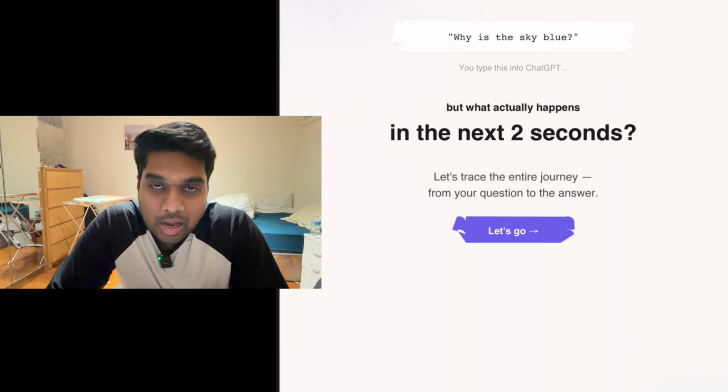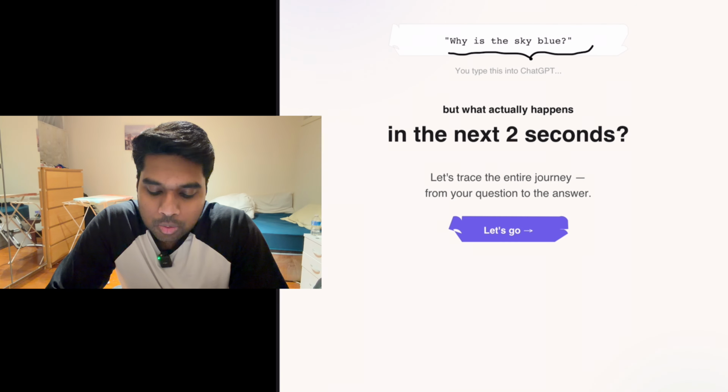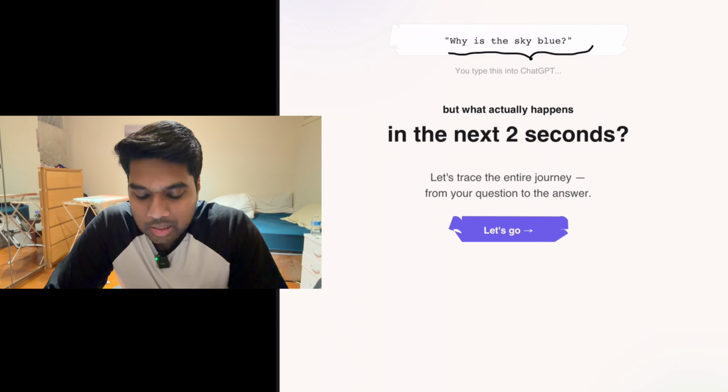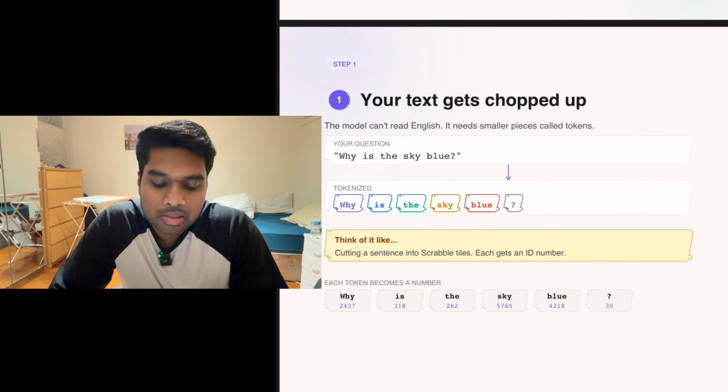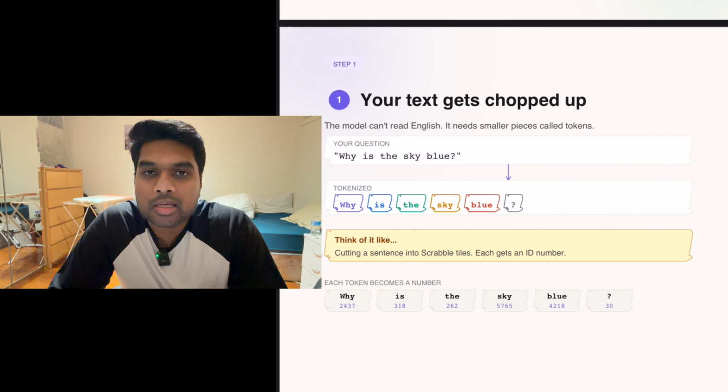Let's say you have asked a question, why is the sky blue? If you type this into ChatGPT, let's see what actually happens in the next 2 seconds and how you get the answer. Firstly, the question that you asked will get split into chunks, something called tokens. The underlying large language models, that is ChatGPT or OpenAI models or Gemini, don't understand words like humans do, but instead they understand numbers and their relationships.